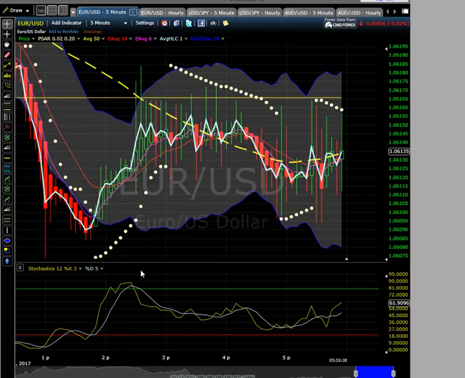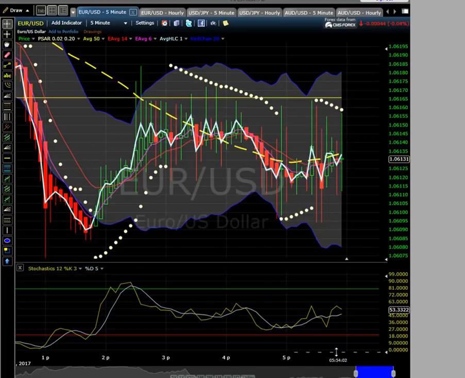So for example, if this is below this yellow line and you see this go above overbought, and you see that the trend is currently a strong downtrend, you more than likely want to be looking for a put opportunity. That's the only time you really want to be looking for a put opportunity.